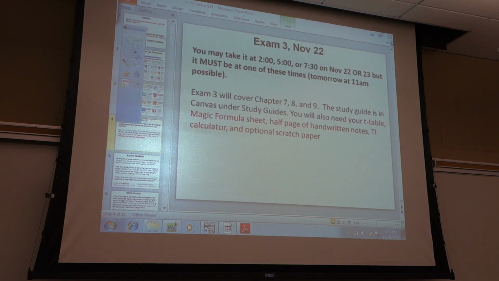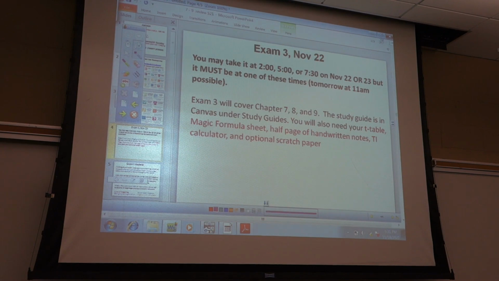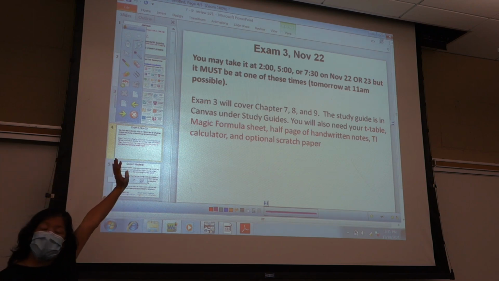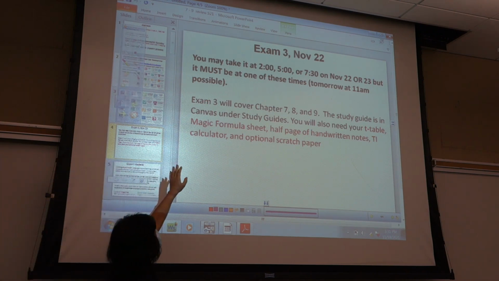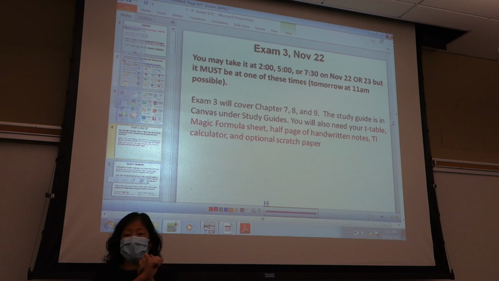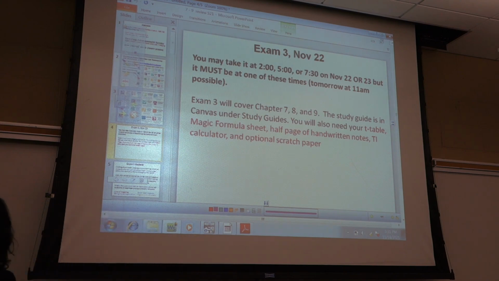I talked about exam 3 already, but just as a quick mention, it will cover chapters 7, 8, and 9. The study guide is in Canvas, along with the answers to the study guide. You'll need to bring your t-table, your yellow sheet, your magic formula sheet, and a handwritten by you, half-page of notes. You'll need your TI calculator, and if you want scratch paper, you can bring it, though I do have extra over there if you need it.